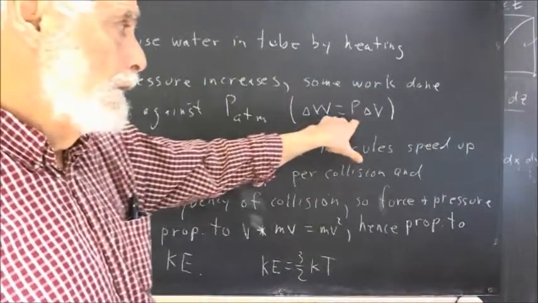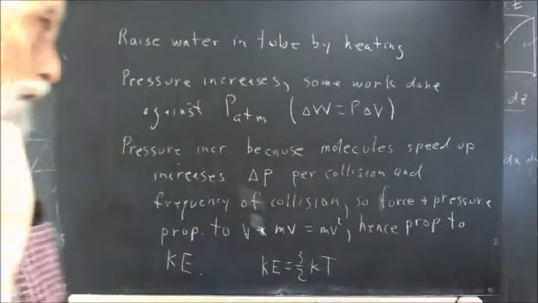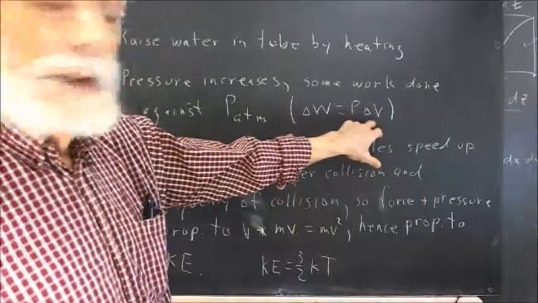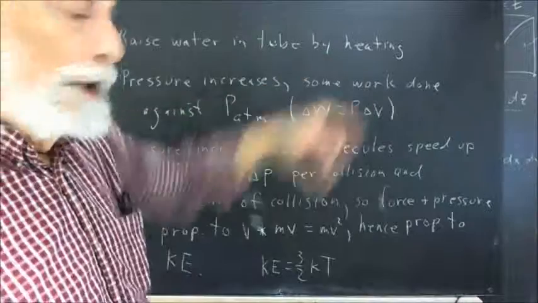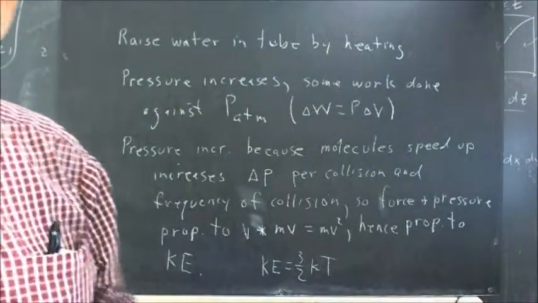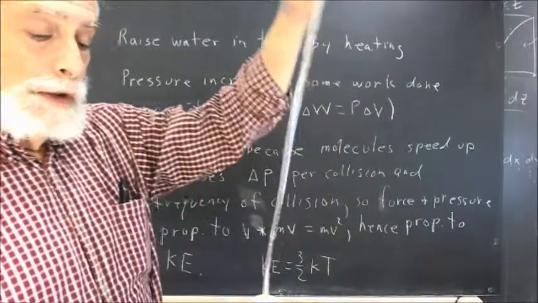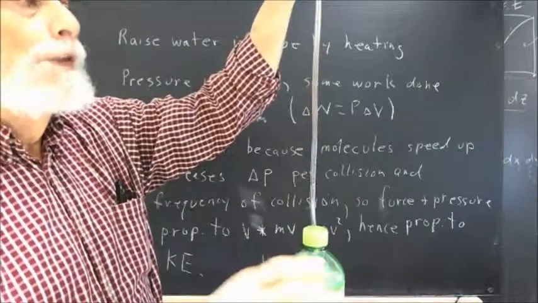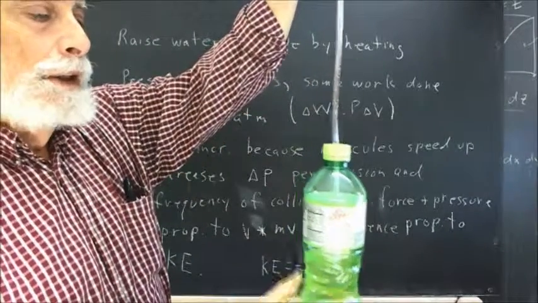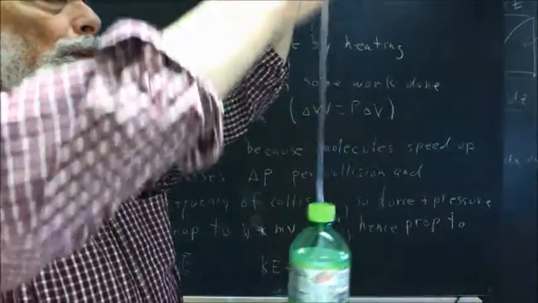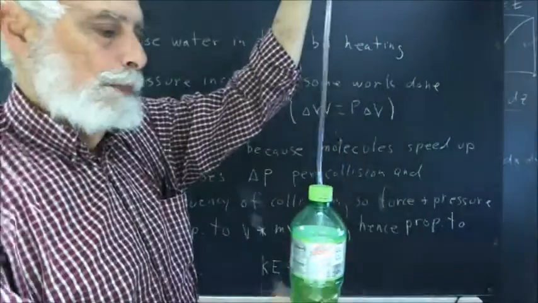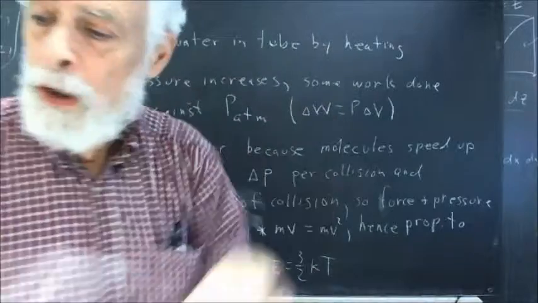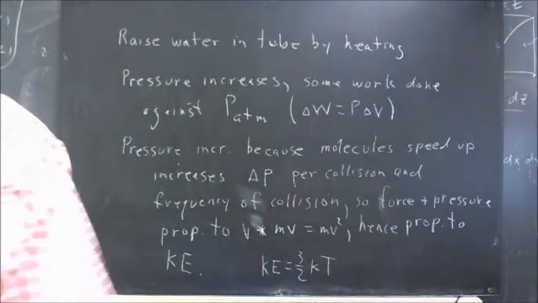You got delta W equals P delta V. There isn't much delta V in the case that we increase the pressure by heating, because the only change in volume of the gas in the bottle is equal to the volume of the water that was displaced into the tube, and it's a pretty thin tube, only a few milliliters of volume there.